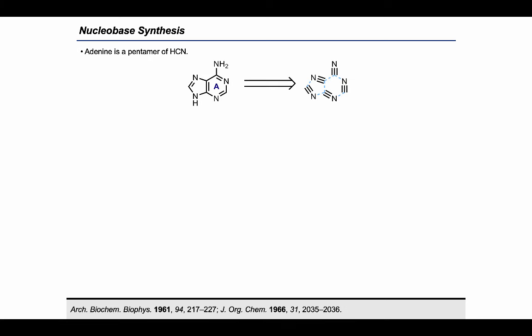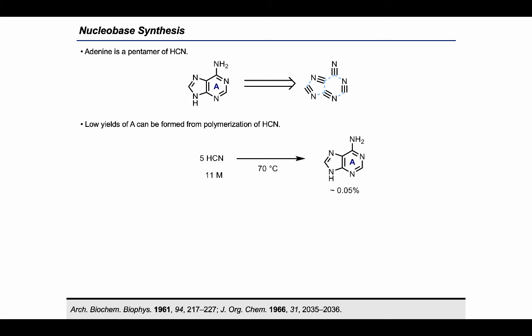Now if you look very carefully, the nucleobase adenine, A, is a pentamer of hydrogen cyanide. In the 1960s, it was found that simply by heating a concentrated solution of hydrogen cyanide, very small quantities of A could be obtained. Later work found that A could be obtained in up to 15% yield in the presence of liquid ammonia, alongside 10% of the species dicyanoimidazole.